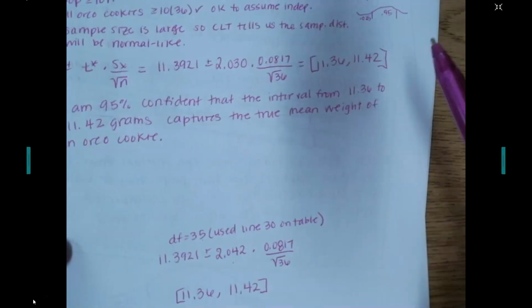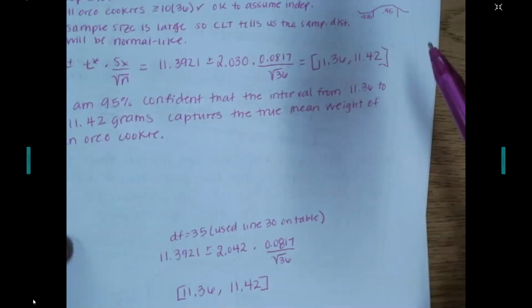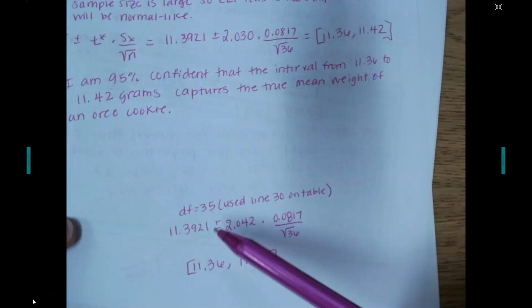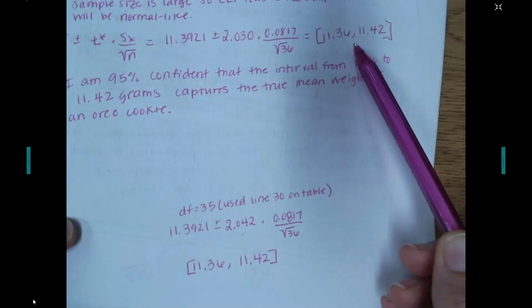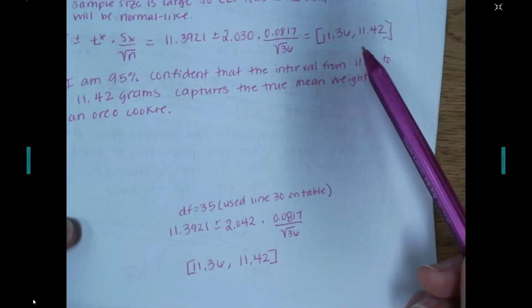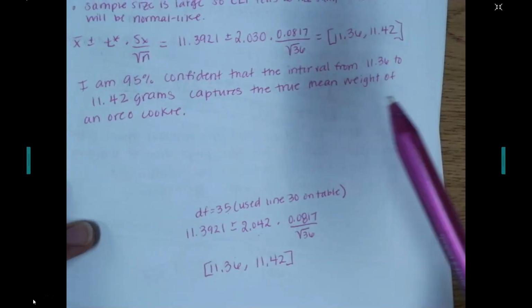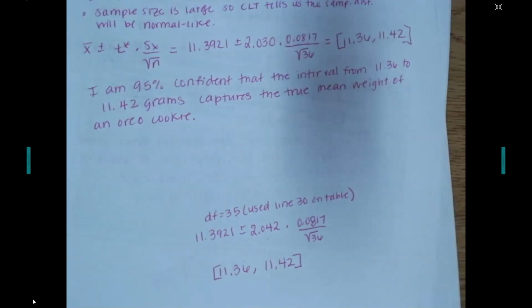Either one of these is okay, because look, if I crunch this out by hand with the one on the table, or I use my calculator and do the t interval, either way I got the exact same answer, didn't I? Even though the t star was a little bit different, okay? And then hopefully you finish out with a conclusion. I'm 95% confident that the interval from 11.36 to 11.42 grams captures the true mean weight of an Oreo cookie. Okay.